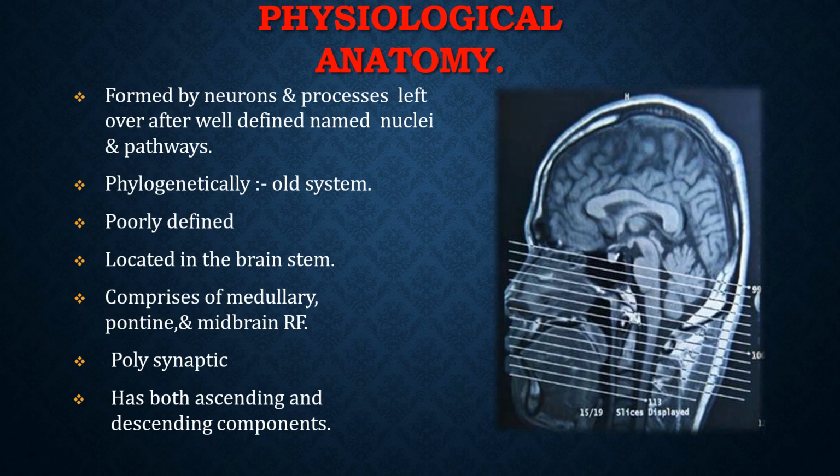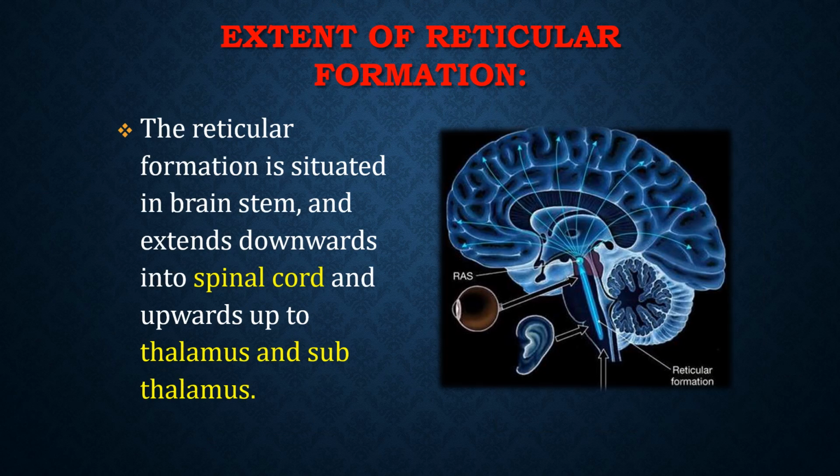It is located in the brainstem with poorly defined borders, and it comprises medullary, pontine and midbrain reticular formation. Polysynaptic type of neurons or synapses are present. It has both ascending and descending components. As we have seen in the objectives, it has the ascending reticular activating system and descending reticular activating system. It extends downwards into the spinal cord and upwards into the thalamus and subthalamus.